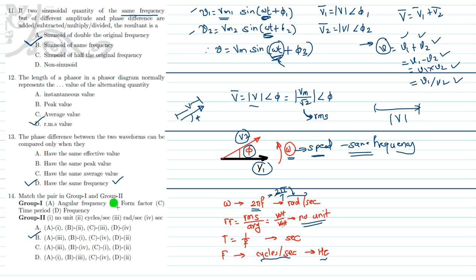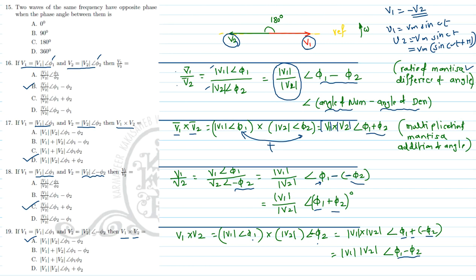Then next is the match the pairs in the group. Here we have the angular frequency; in group 1 there are the quantities, in group 2 there are the units. Omega is equal to 2 pi f, so its unit is radian per second. Form factor is RMS divided by average, so volt by volt or ampere by ampere, hence the unit is cancelled, so no unit. Time period is 1 upon f, so it is in seconds, and f is frequency, measured in hertz or cycles per second. So option B is correct in this match the pairs question.